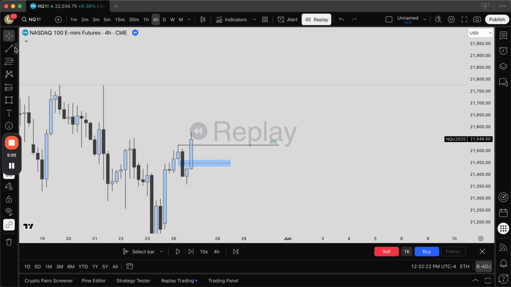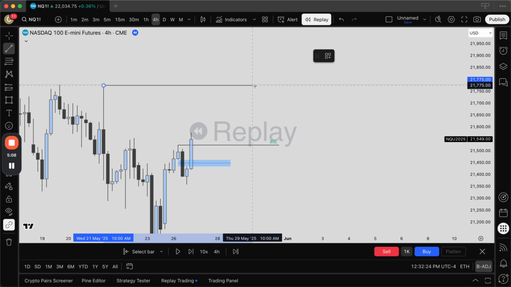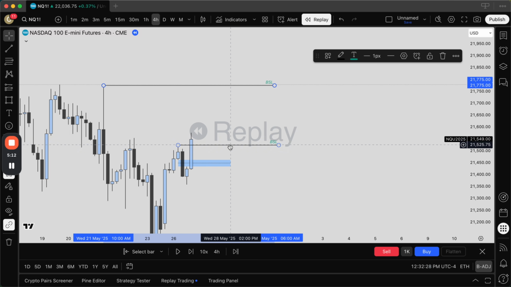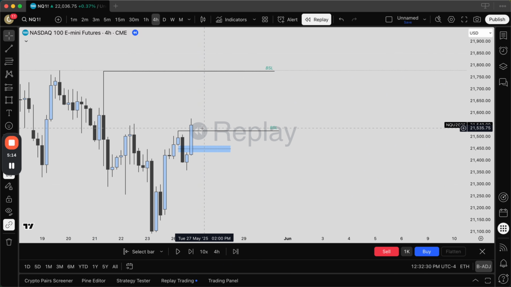So my next draw would either be this high if we displace more through this buy side liquidity, or if we displace to the downside, then my draw would be this 4-hour fair value gap right here. If I move higher, let's see what happens. Okay, we respected that inversion. So let's see. My draw still remains this buy side liquidity.